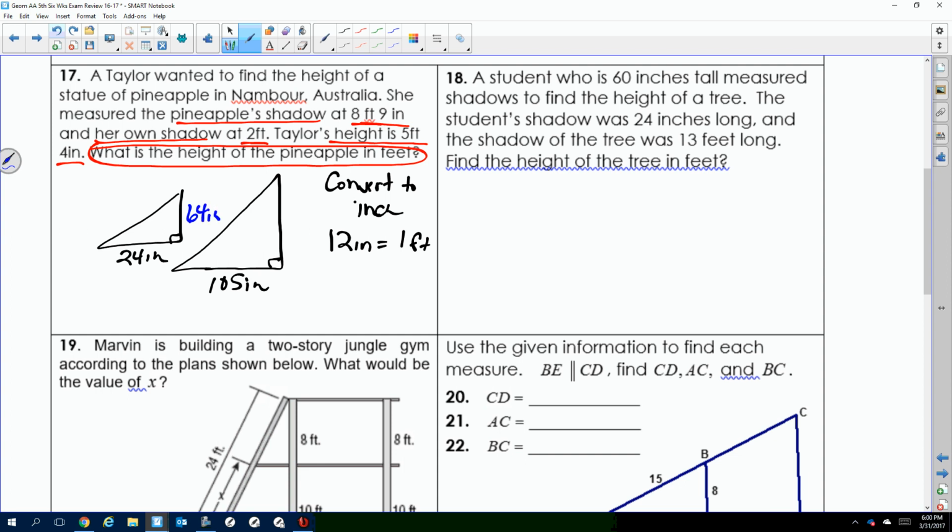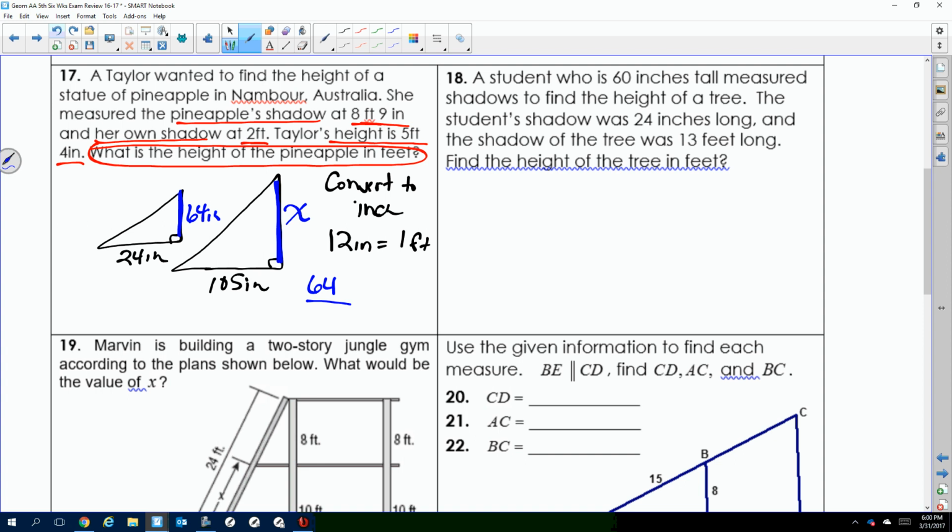Okay. All right, so we're trying to find the height of the statue. So there it is, the vertical. So now I can set up my proportion to cross multiply and solve. So I can say the 64, this vertical, is to the x, the vertical.